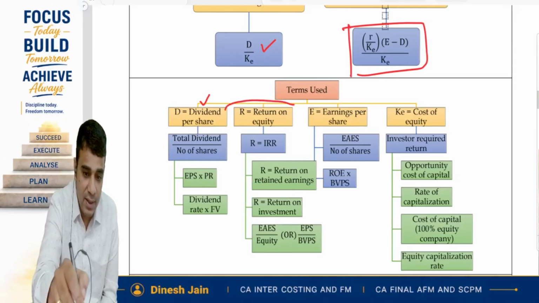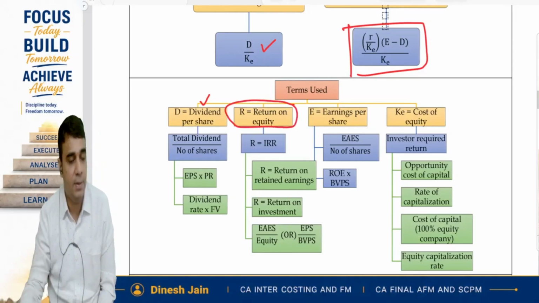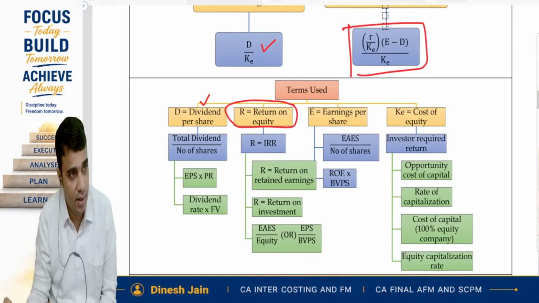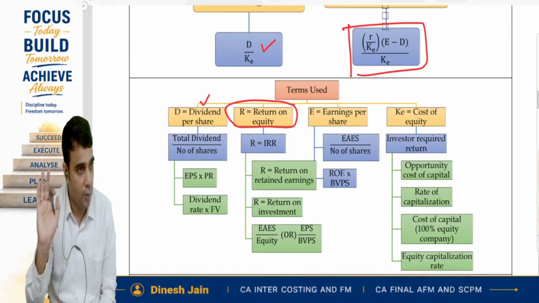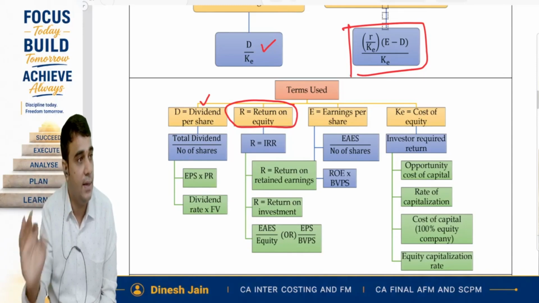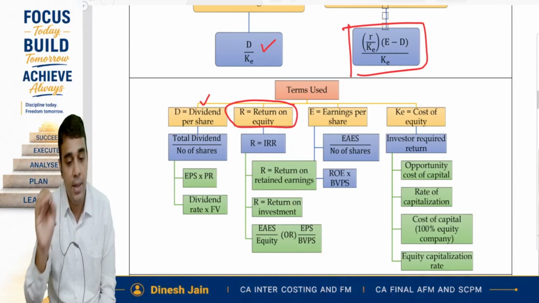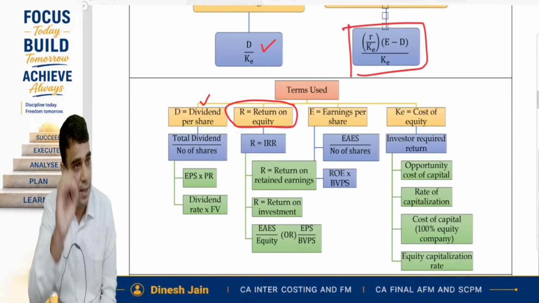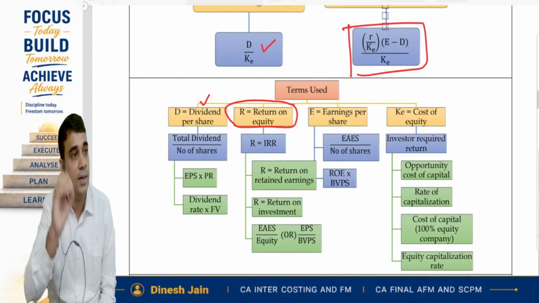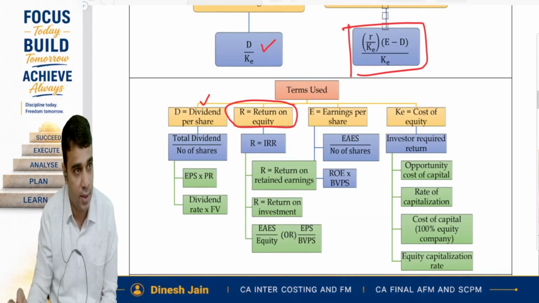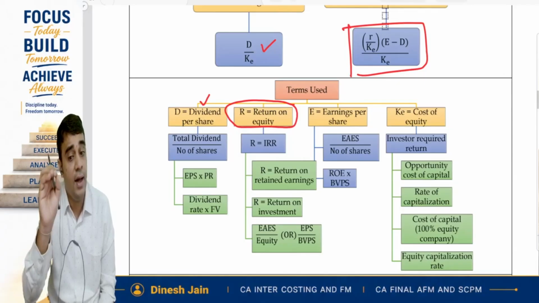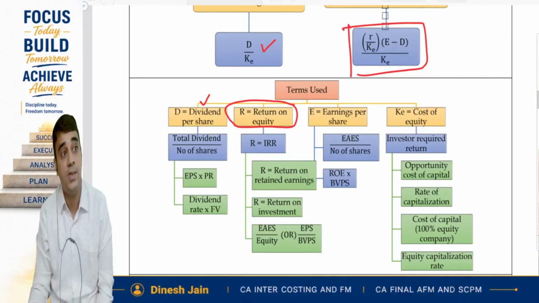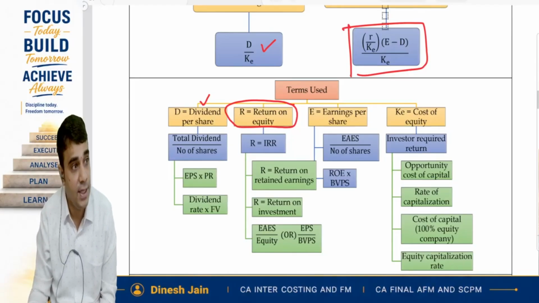R is return on equity, but that's not the only name. The question may sometimes use the word IRR, that is R only. They may use return on retained earnings, return on investment, rate of return, or return earned by the company, that is also R only. Return earned by the shareholders is KE. Return earned by the company is R.